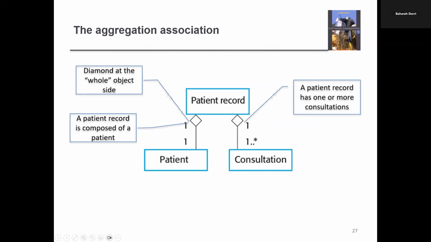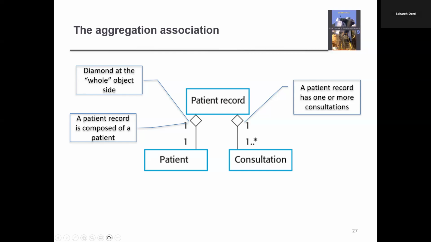This diagram shows a great example of composition in UML, where one class is made up of other classes. In the center, we have the patient record class, which is the whole. It's composed of two parts, a patient and one or more consultations. Now, notice the diamond symbol in UML.